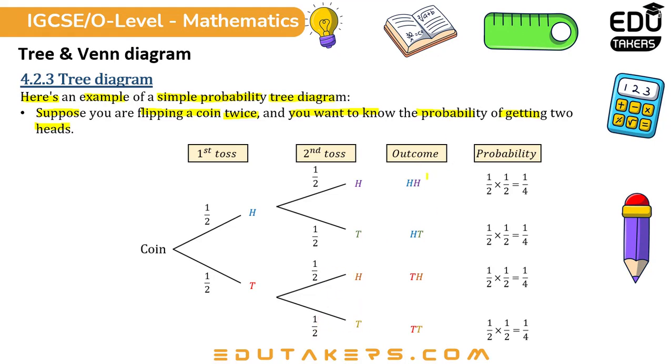Now the outcome will be head, head, and the probability is 1/4. For this, the outcome will be head and tail and the probability is 1/4. Similarly for tail head and for tail tail.